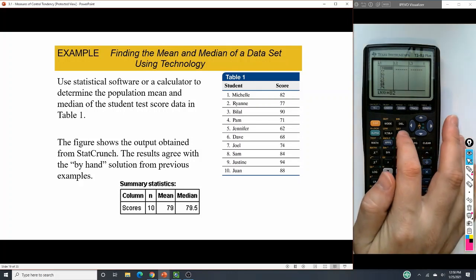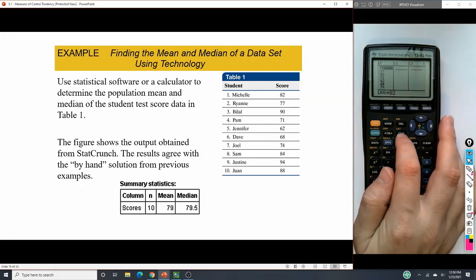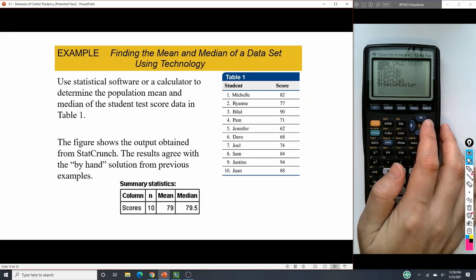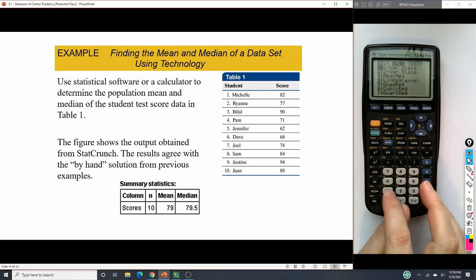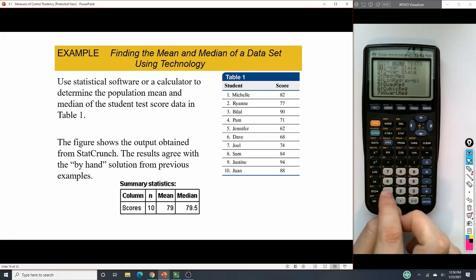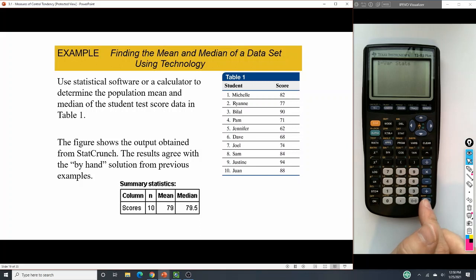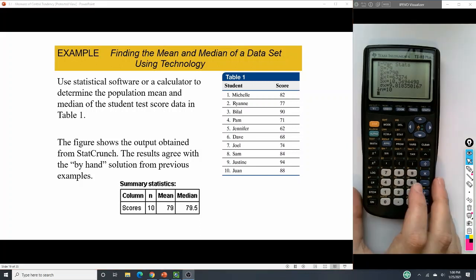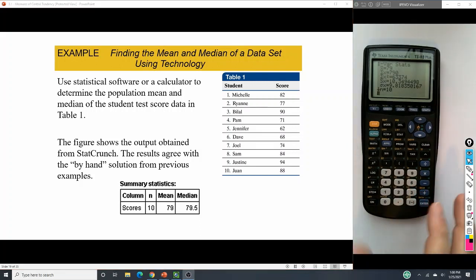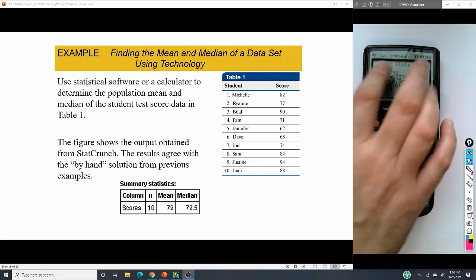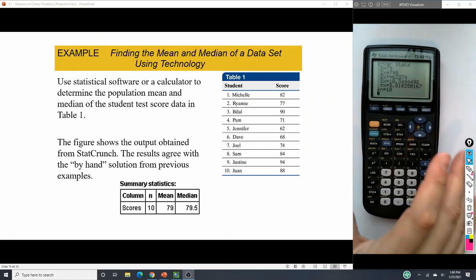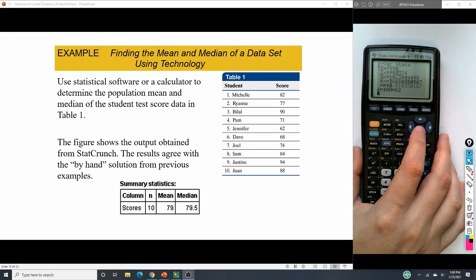All right, so now we want to go back to Stat. So we're going to click on Stat again, and this time we're going to arrow over to Calc. Okay, so arrow to Calc, and we're going to do number 1. That is the 1 VARS Stats. So number 1, we want to select it, and then press Enter. So now we can see everything that it has going on. We have our X bar, which is our mean, is 79. We saw that earlier. Now these other things we'll worry about later, but for now we're going to arrow down.